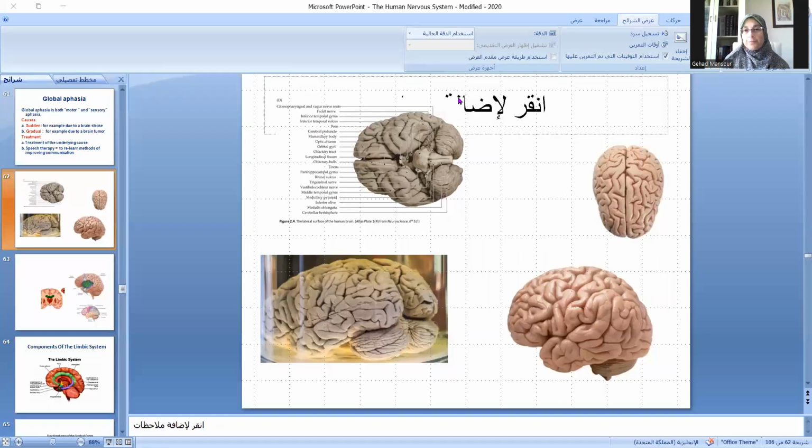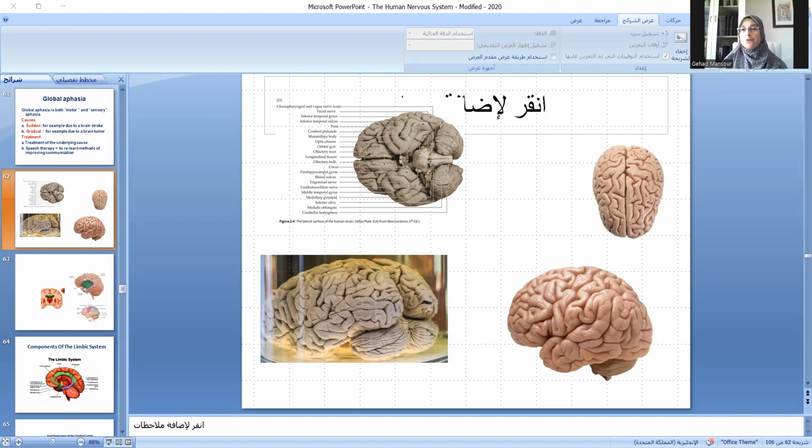I've added some pictures on the slides in order to be able to explain the anatomy of the brain on those pictures. Okay, we will work on the slideshow.